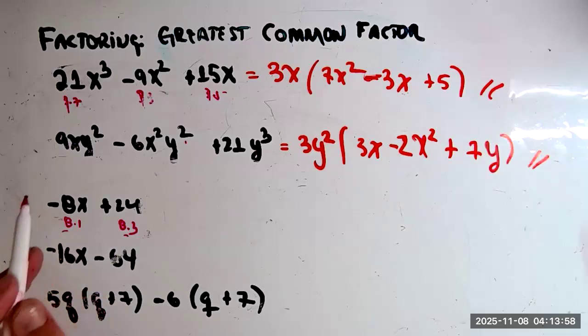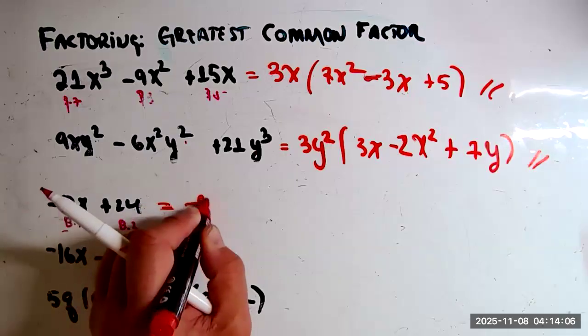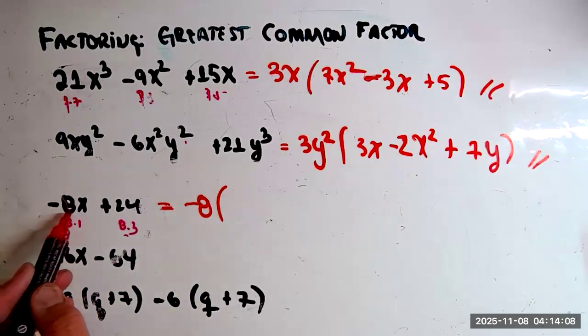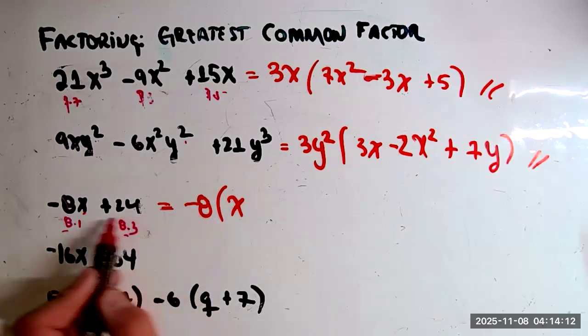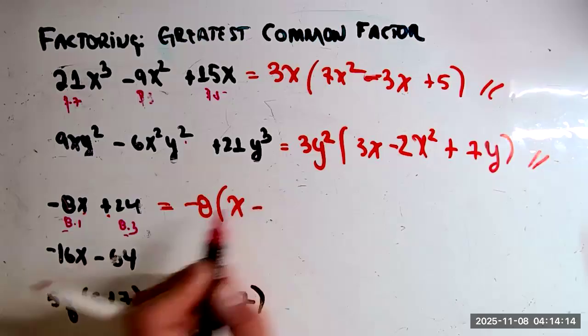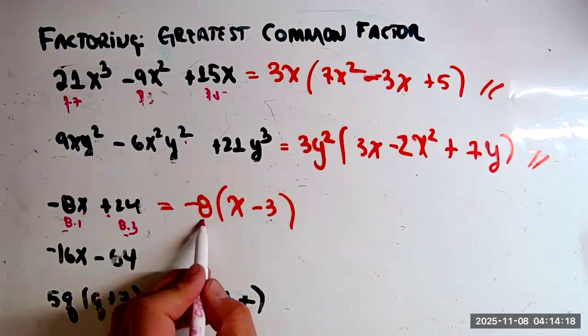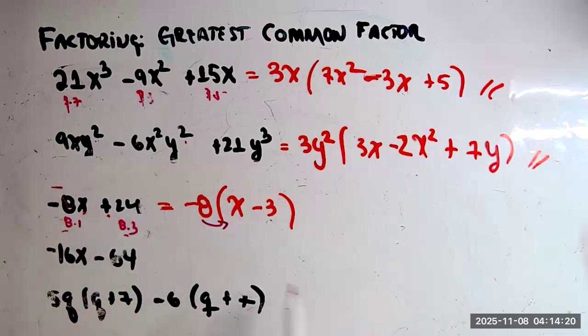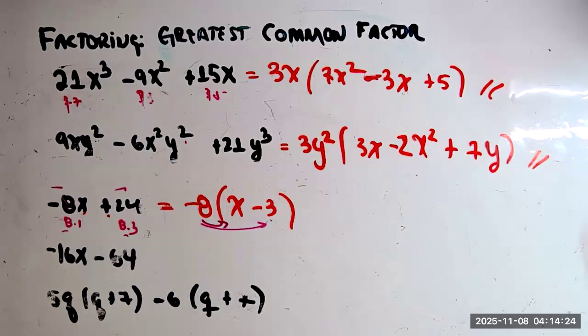Notice that we can factor out the 8. However, since the lead term is negative, we should always factor out the negative. So what do I have? Negative 8 parentheses. So we only have here x. Now we factor out the negative, so this positive becomes now negative 3. If we were to multiply back, negative 8 times x is negative 8x, negative 8 times negative 3 is positive 24.